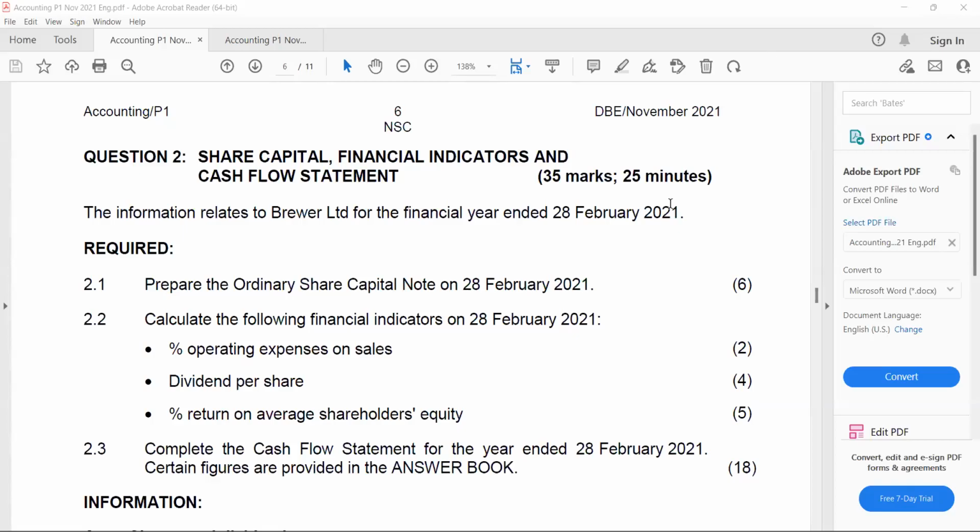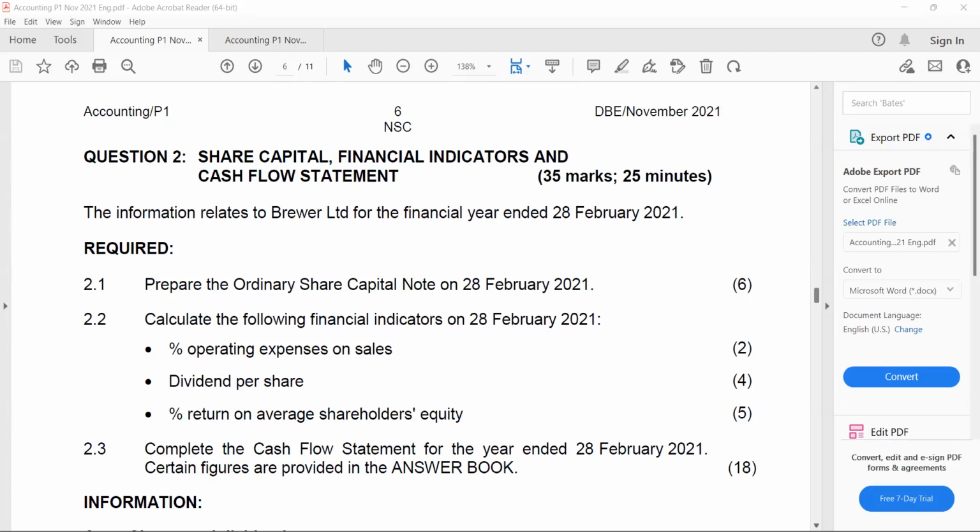Welcome to Accounting Paper November 2021. Today we'll be covering question 2, share capital, financial indicators and cash flow statement, which is 35 marks for 25 minutes. The information relates to Brewer Limited for the financial year ended 28 February 2021.